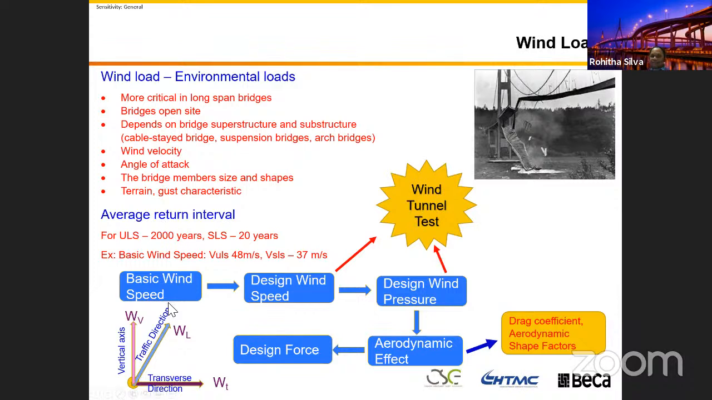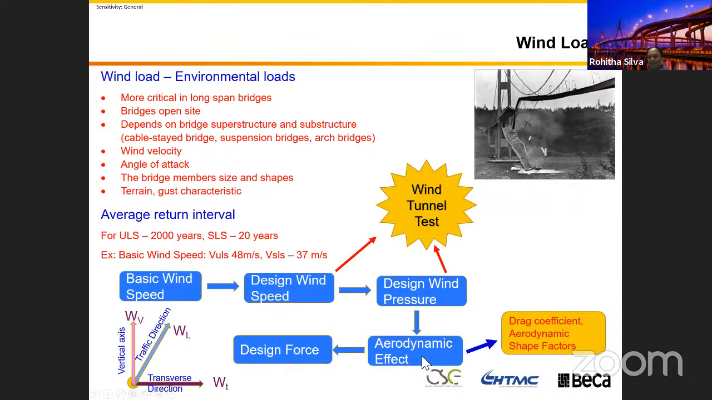In the wind design, we started with the basic wind speed. Depending on the location, the terrain and so many parameters, we calculate what we call the design wind speed. We convert that into design wind pressure. That's very easy: half rho V squared.